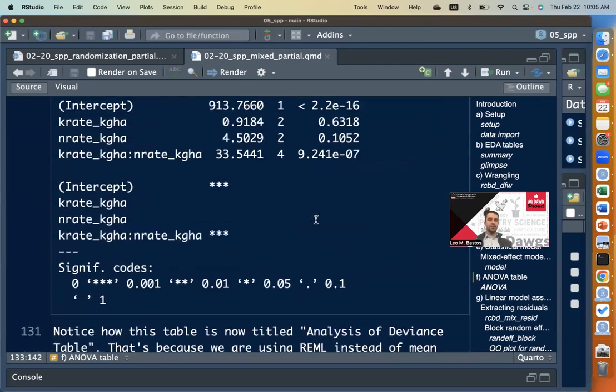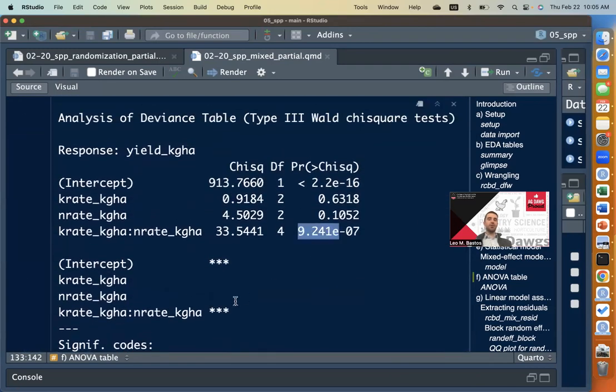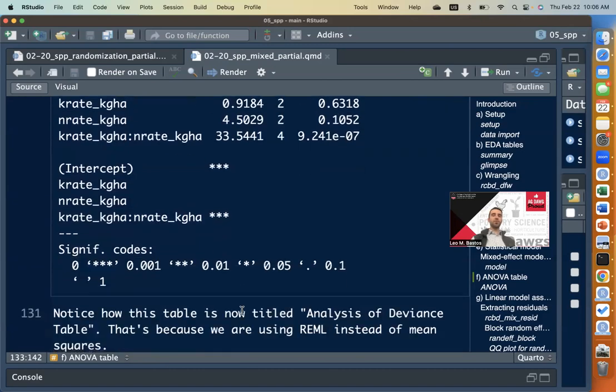And reminding you again, because only our interaction is significant here, that's what we're going to break down. In this specific exercise, I will also get the means of potassium rate and nitrogen rate main effects, so individually, just to show you how the errors are different, but not because we would do that in this case for reporting purposes, since we should focus on the interaction only for reporting purposes.